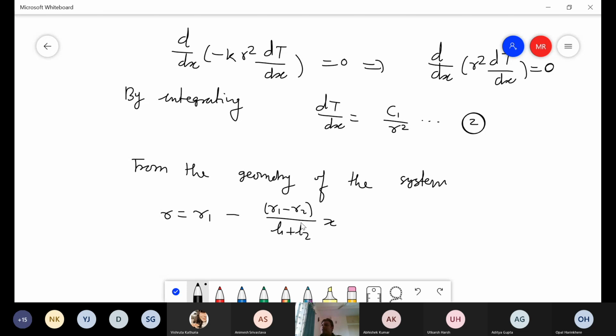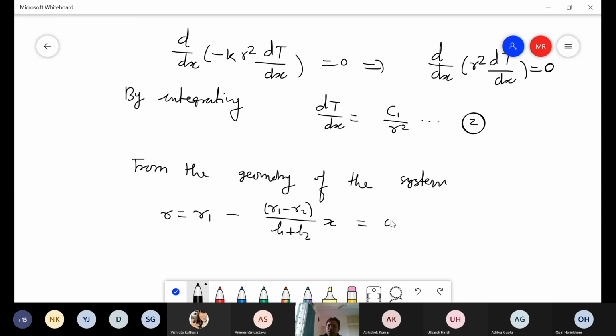So remember, R1 is the radius on the right hand side, R2 is the radius on the left hand side. The difference between them is the net decrease in the radius divided by the total length. So that will give me how my radius is decreasing as I am moving from R1 to R2. If that is multiplied by X and subtracted from R1, that will give me the radius at any location, isn't it? So all the values are known to us, so we can put all the values here.